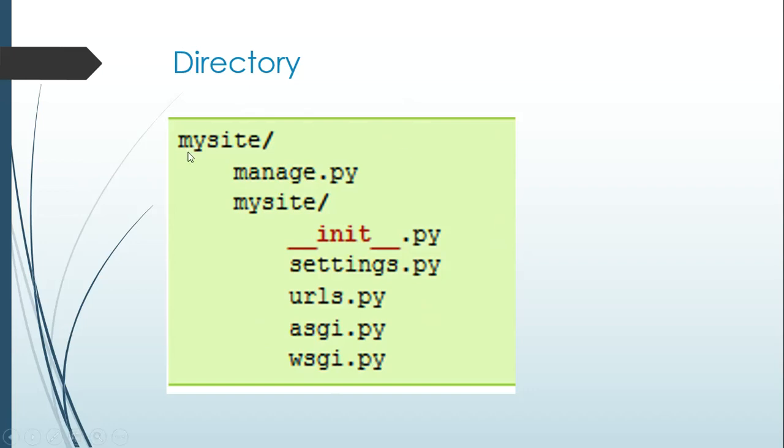So over here, mysite is the name of our directory which is created by us, and inside of this main directory, you will find two items. Okay, basically, you will find manage.py, and you will find one more directory with the very same name as your external directory. And inside of this subdirectory you will find these five files, which are __init__.py, settings.py, urls.py, asgi.py, and wsgi.py. py stands for Python extension. Okay, so basically all of these are Python files.